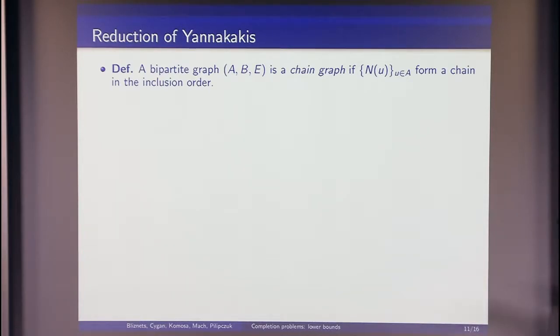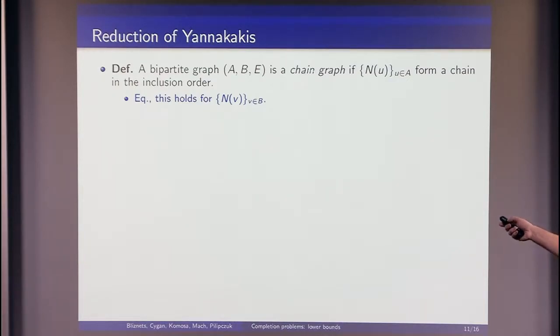So a bipartite graph with bipartition A, B will be called a chain graph if, when I look at the vertices of A and their neighborhoods in B, they form a chain in the inclusion order. So whenever I have two neighborhoods, one is contained in the other. Equivalently, this holds when you look at B. You can prove it easily.